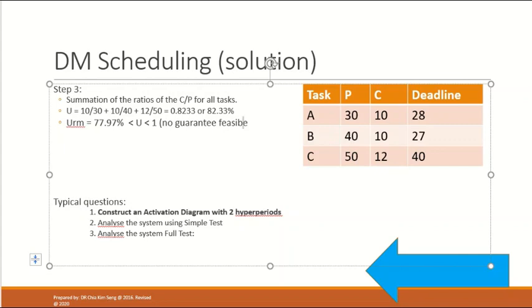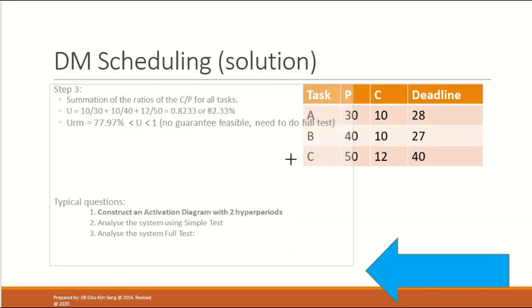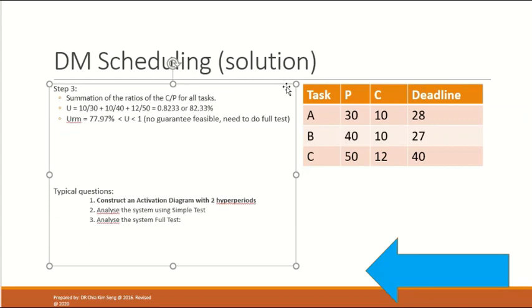So we need to go through our full test. What happens if it is guaranteed feasible, but I still need to do the full test if the question asks you to do them, correct?